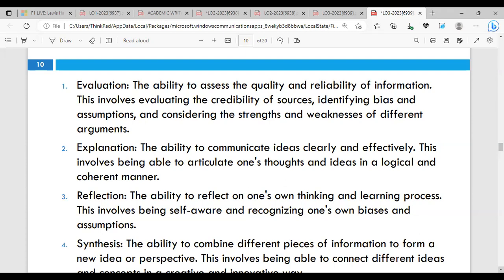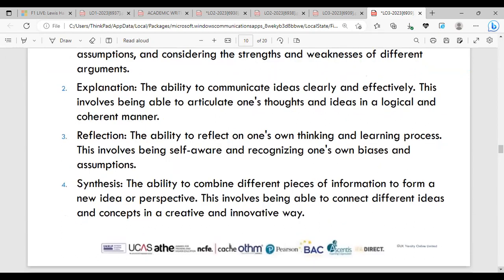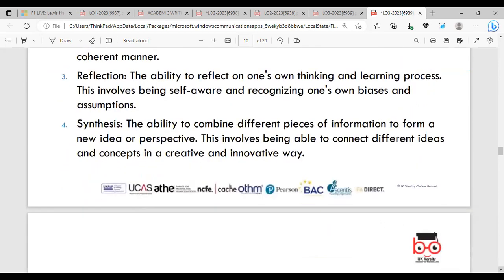Explanation is the ability to communicate ideas clearly and effectively, and to articulate one's thoughts and ideas in a logical and coherent manner. Reflection is the ability to reflect on one's own thinking and learning process, which involves self-awareness and recognition of one's own biases and assumptions. Synthesis is the ability to combine different pieces of information to form a new idea or perspective. It involves being able to connect different ideas and concepts in creative and innovative ways.